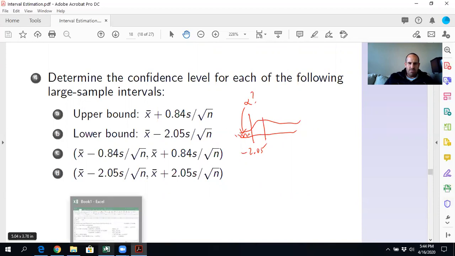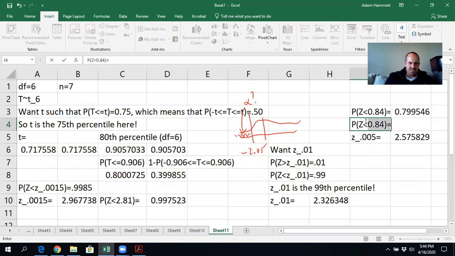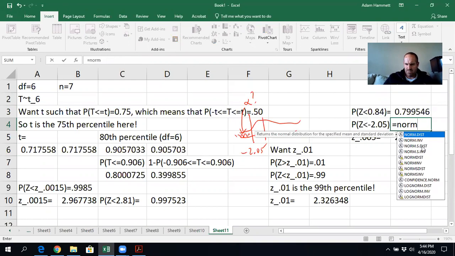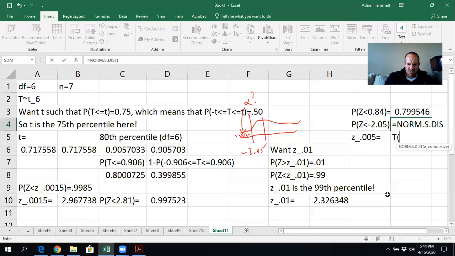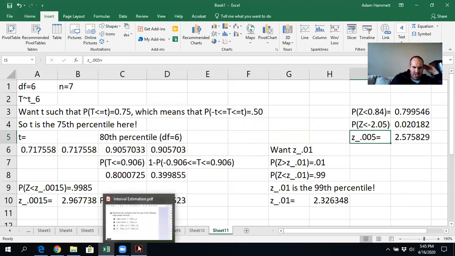So let's go over to Excel. What's the probability that z is less than negative 2.05? Well, let's just plug it into the standard normal distribution. Negative 2.05, cumulative, and I get 0.02. So alpha is equal to 0.02, which means 0.98 is above that. So that's our confidence level up there. So 0.98.